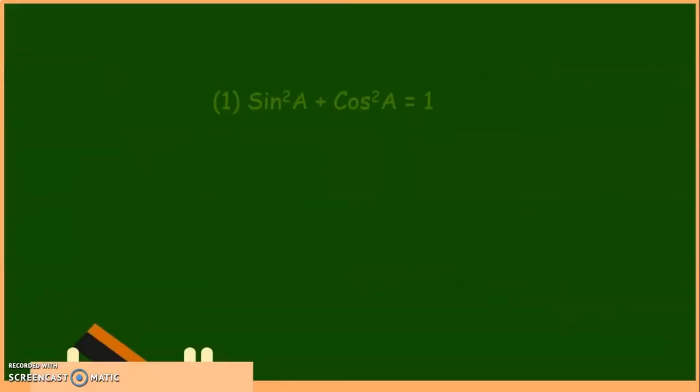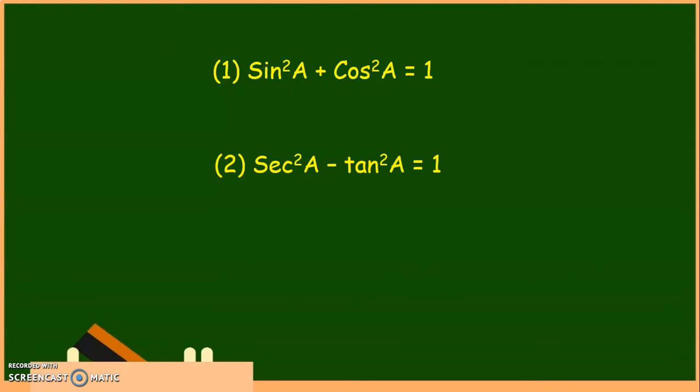So this is how we can derive all three identities. And based on these three identities: first identity, sine square plus cos square equal to 1; second, sec square minus tan square equal to 1; and third, cosec square minus cot square equal to 1. Let's solve some of the questions.